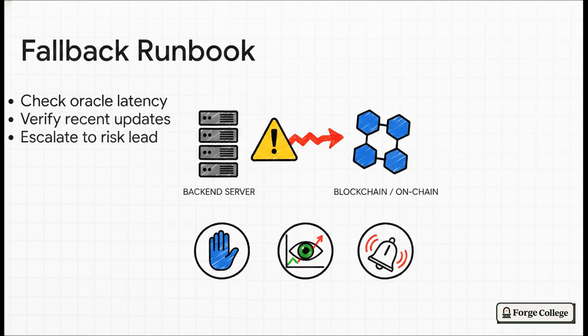Number 1, check the Oracle latency metric. Number 2, verify recent price updates. And number 3, if both of those look anomalous, escalate straight to the risk lead with specific logs and request IDs.